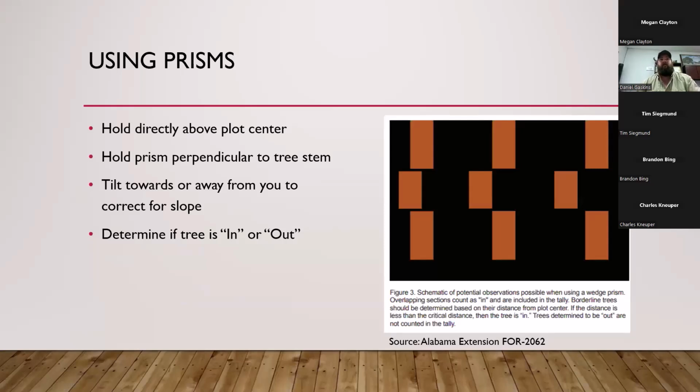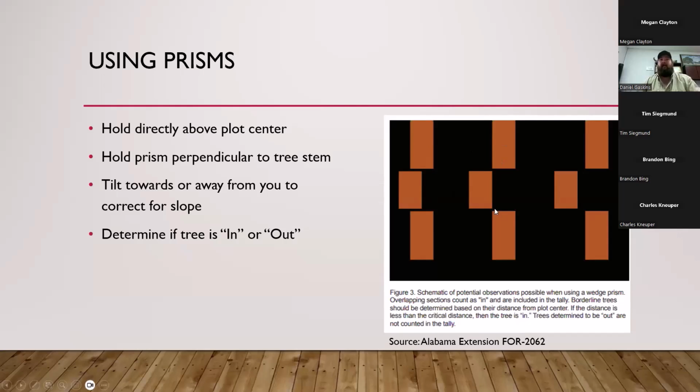So the way it works is when you hold this prism over plot center, and then you line it up to make sure that you're perpendicular to the growth of the tree, and then you correct for slope and all that. It's going to refract the light so that the tree appears to have a middle section of it shifted to one side. So here on the left, we see a tree where it's been shifted, and the part that's been shifted still overlaps the main bole of the tree. Okay. We're going to consider that tree in on our plot.